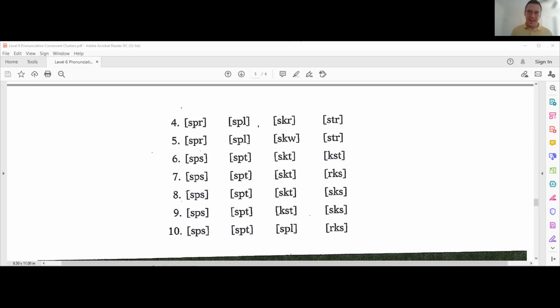8, tasks. I have many difficult tasks at my new job. Tasks. Number 9, crisps. In the UK, potato chips are called crisps. And lastly, number 10, works. She works 5 days a week. Works.